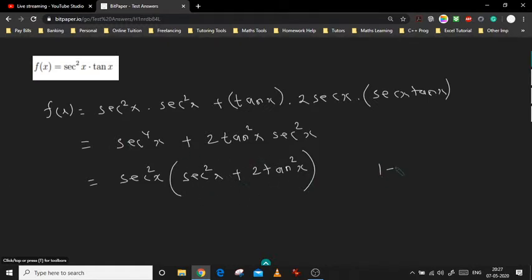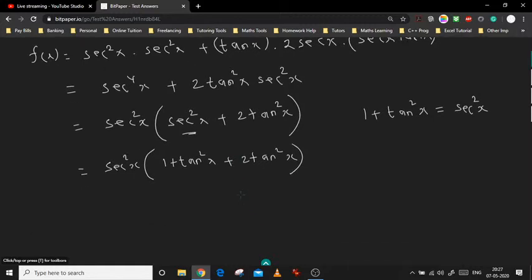We have the identity 1 plus tan squared x is equal to secant squared x, right? So in place of secant squared x I can put 1 plus tan squared x. This secant squared x I keep as it is, and for this secant squared x I'm going to apply this identity. So this is going to be 1 plus tan squared x plus 2 tan squared x.